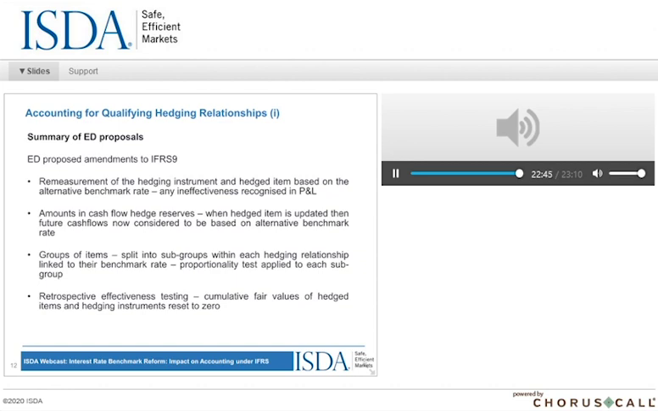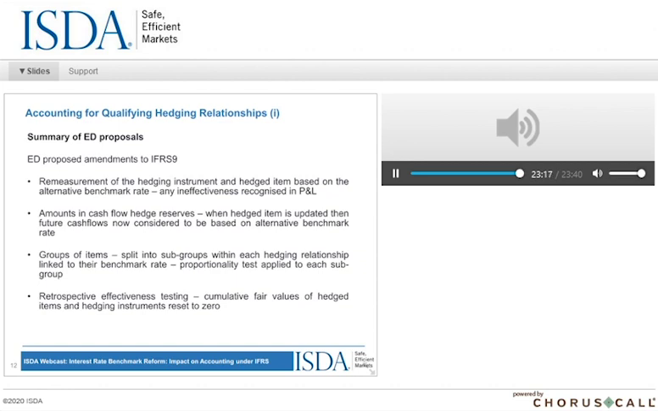The second point raised in the exposure draft proposes that when the hedged item designated in a cash flow hedge is updated to the alternative benchmark rate, then the future cash flows will be based on this new alternative benchmark rate. The third point covers groups of items, such as, for example, a portfolio of IBOR index loans designated in a cash flow hedge, and the ED recognises that the transition of these loans away from IBOR is likely to be staggered and not all transitioning at the same time.